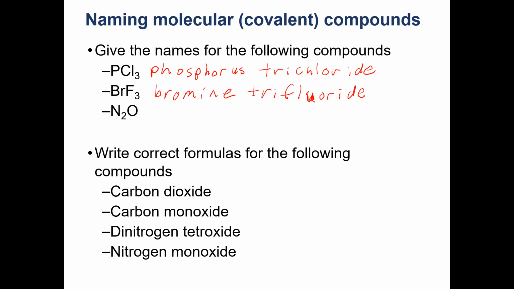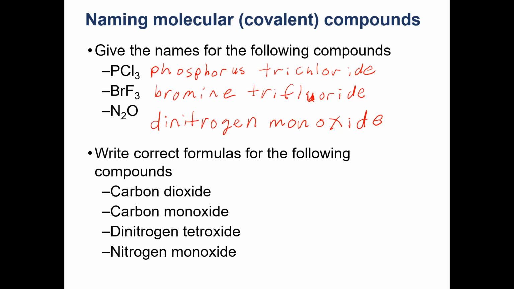Let's look at another example here. N2O. So there's 2 nitrogens, so we do need a prefix when there's more than one of the first element. So we would call this dinitrogen. And there's only 1 oxygen. We do use mono for the second element, so we would call this dinitrogen monoxide.